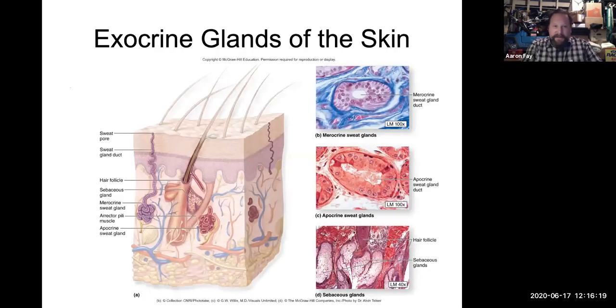Okay, so here we have a nice figure showing our eccrine, or merocrine, sweat gland. Notice that it's relatively small in size, and it has a duct that leads all the way to the surface of the skin. Here we have a sebaceous gland, which is part of the hair follicle. Its sebum is dumped directly into the hair follicle itself, and that's how it makes its way to the surface.